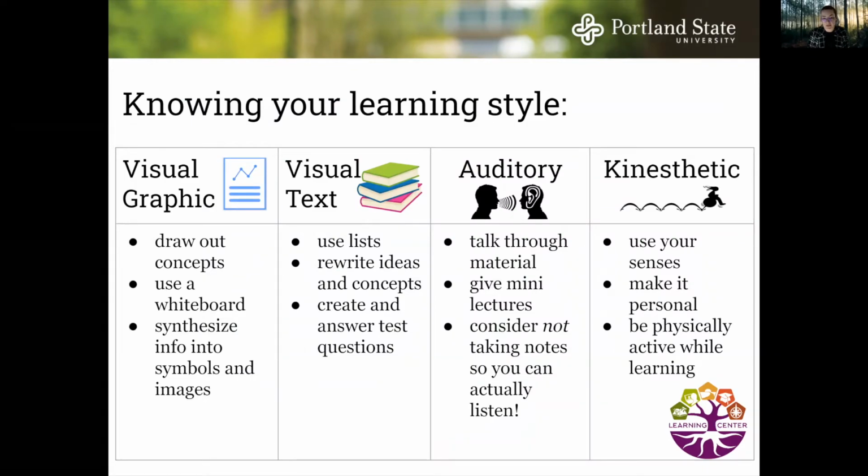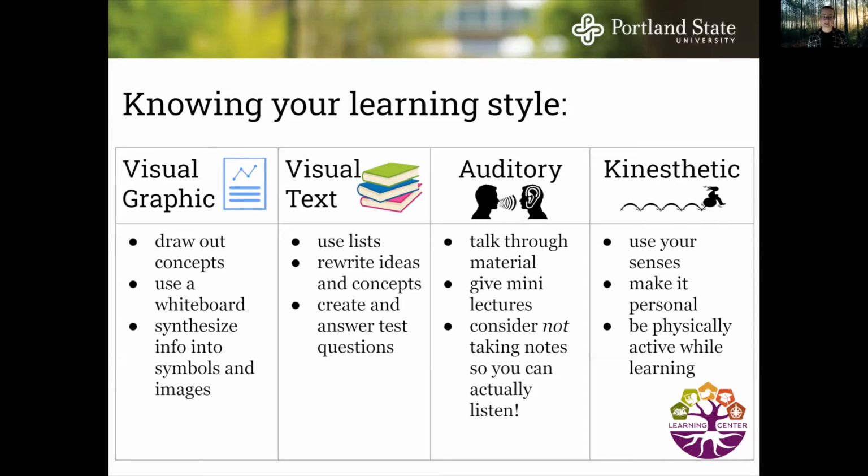So, as we were mentioning earlier, knowing your learning style, you might be wondering what that is or how to figure that out. These are some main types of learning styles. One is visual graphic. When we talk about a visual learner, this is usually what they mean, in which you draw out concepts. You might use a whiteboard system. You'll synthesize info into symbols and images. That could be that you really like colors, you like circles and graphs, and you like to arrange information. That's the way that your brain helps retain it.